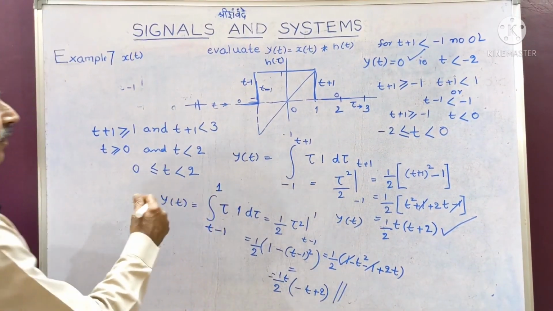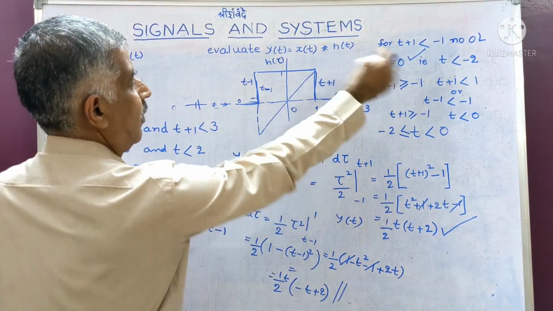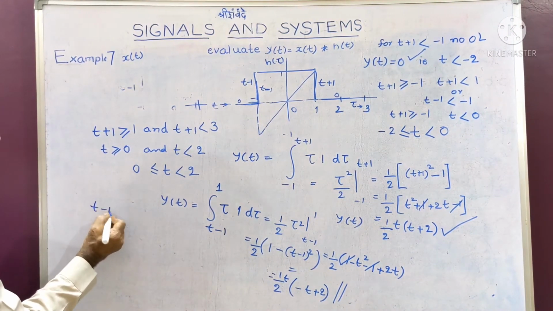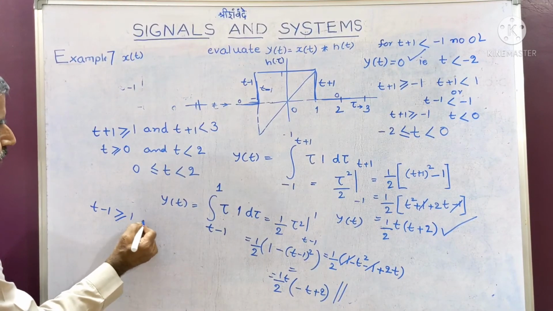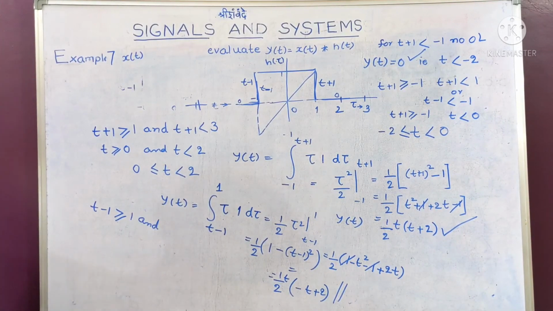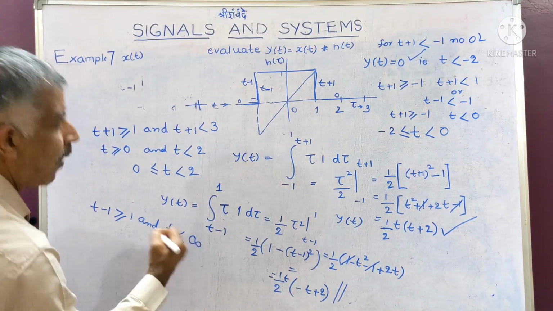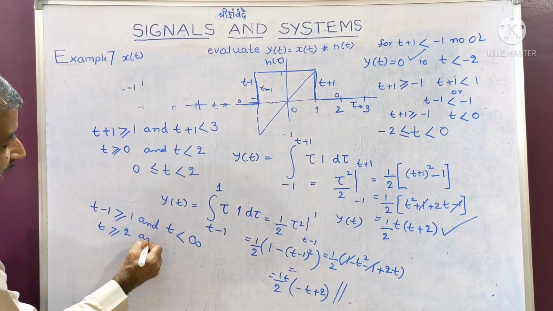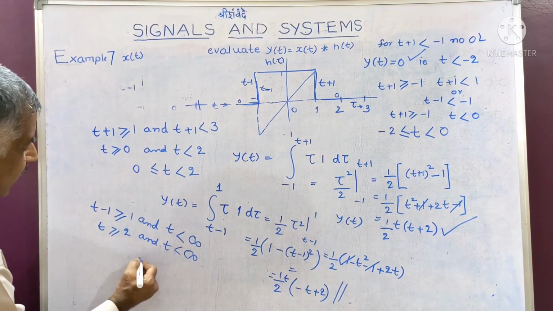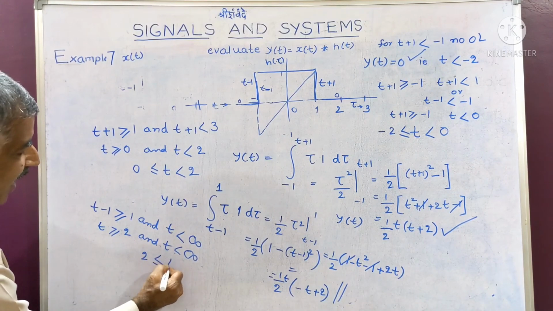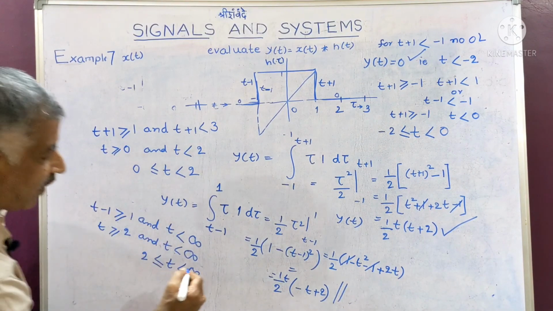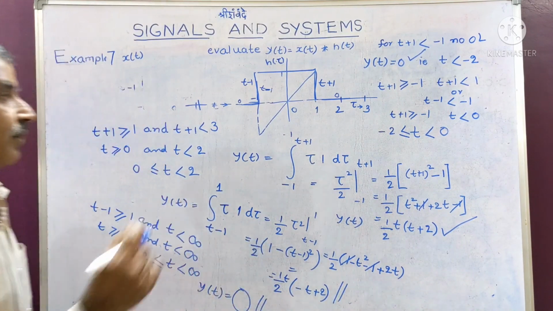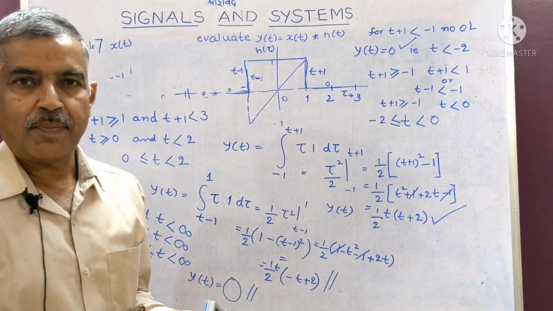Next, if the t minus 1 edge comes out, then there is no overlapping. Therefore, t minus 1 greater than or equal to 1 and t less than infinity, up to infinity. So that is t greater than or equal to 2 and t less than infinity, that is between 2 and infinity. There is no overlapping. Therefore, y of t equals 0. So this is how you have to work out this type of problem. Thank you.